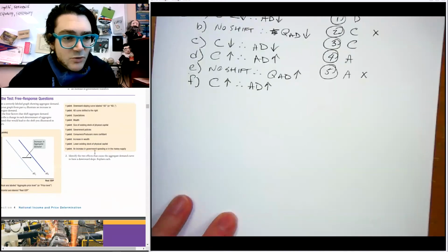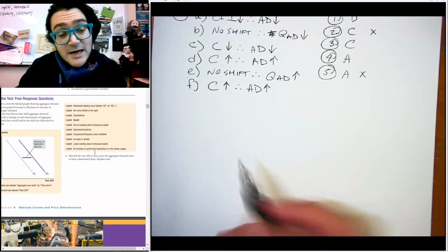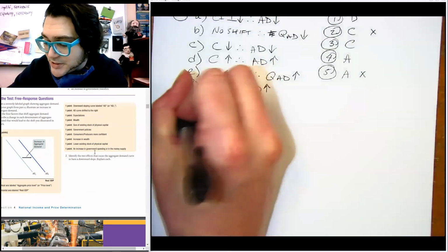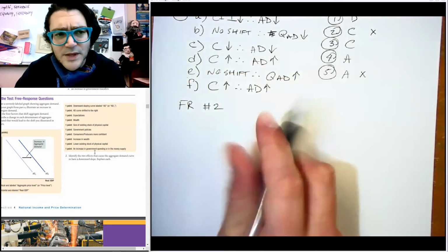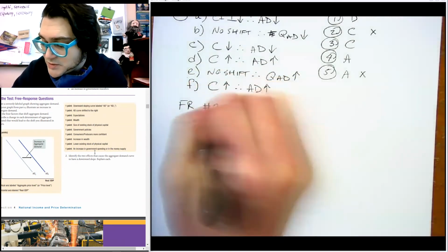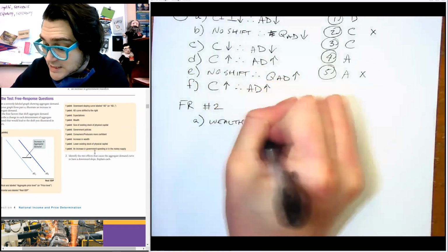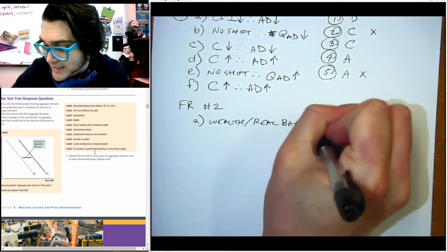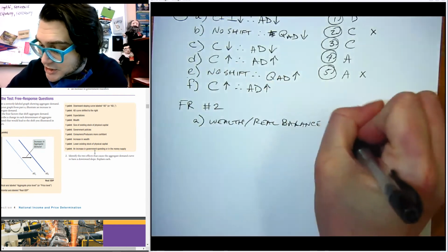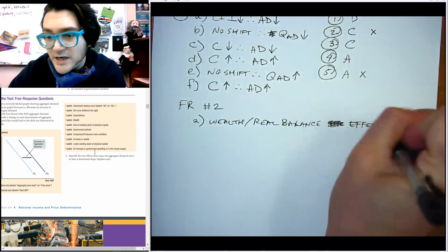Okay, the last question, FRQ number 2: identify the 2 effects that cause the aggregate demand curve to have a downward slope. Your book actually only talks about 2 of them, and I taught you about 3, including the net exports effect. The first one you can say is the wealth effect or the real balance effect. They're both kind of the same thing. If you remember, I had a $20 bill in class that I showed the real balance effect.